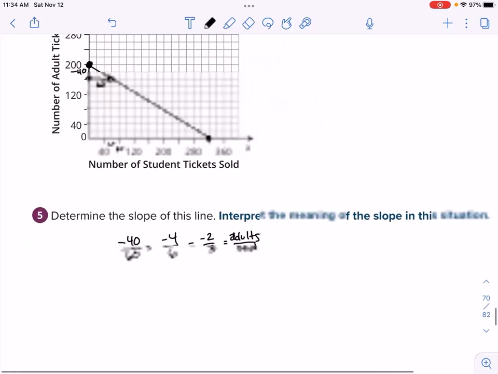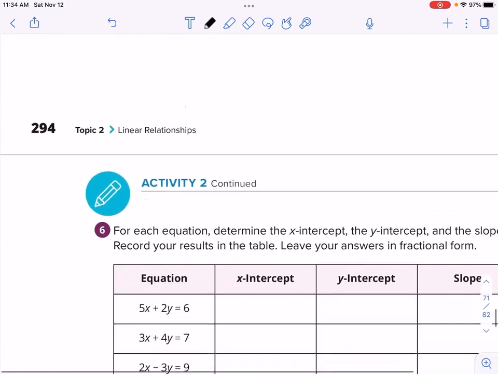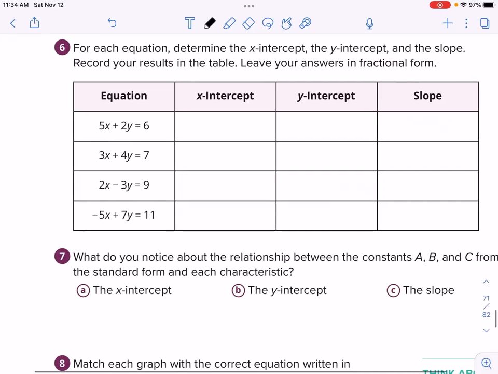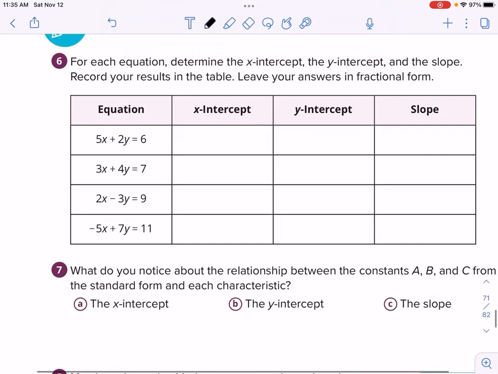And then let's go ahead and move on to the next page. Now here, I'm going to walk through the process of the first one, but then we'll talk about the answers for each one.